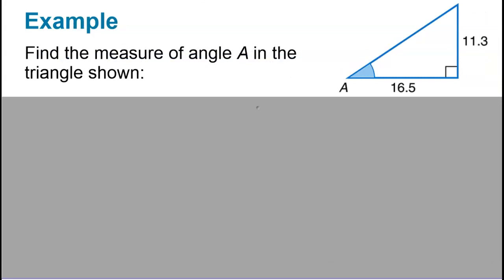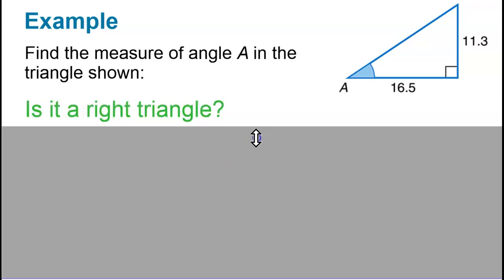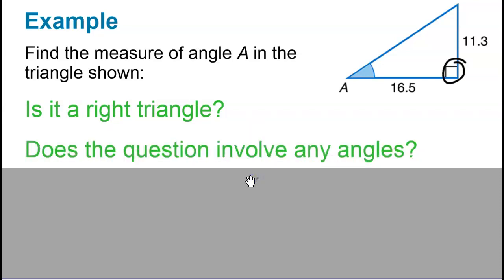Let's go ahead and look at the next one. Again, we want to run through the flowchart and just figure out what we've got here. Is the triangle a right triangle? Yep, it sure is, right there. Does it have any angles? Yep, it sure does. It's got an angle right there. We know we've got angles here.